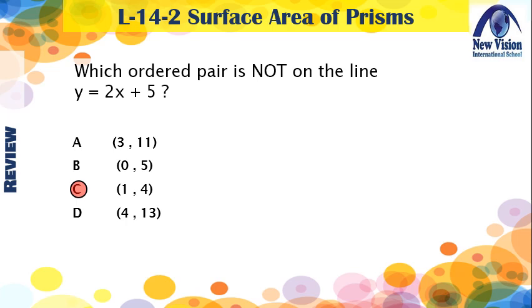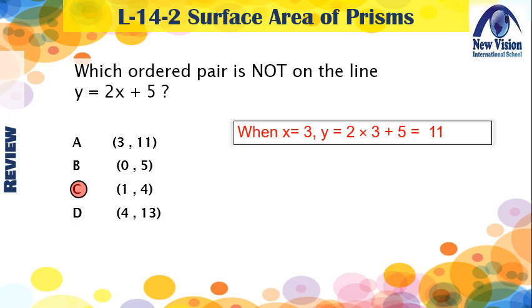A. Ordered pair (3, 11). Here x is 3 and y is 11. y equals 2x plus 5. Now replace x in the equation with 3. Simplify only the right side now. 2x plus 5 equals 2 times 3 plus 5 equals 6 plus 5 equals 11. So when x is 3, y is 11, which means the point, ordered pair (3, 11), satisfies this equation. So ordered pair (3, 11) is lying on its graph.